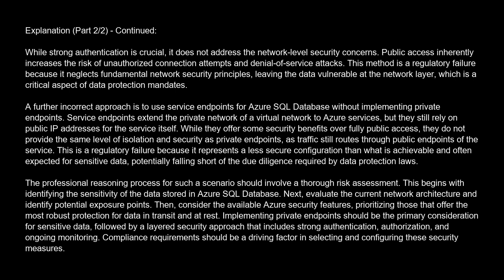The professional reasoning process for such a scenario should involve a thorough risk assessment. This begins with identifying the sensitivity of the data stored in Azure SQL database. Next, evaluate the current network architecture and identify potential exposure points. Then, consider the available Azure security features, prioritizing those that offer the most robust protection for data in transit and at rest. Implementing private endpoints should be the primary consideration for sensitive data, followed by a layered security approach that includes strong authentication, authorization, and ongoing monitoring. Compliance requirements should be a driving factor in selecting and configuring these security measures.